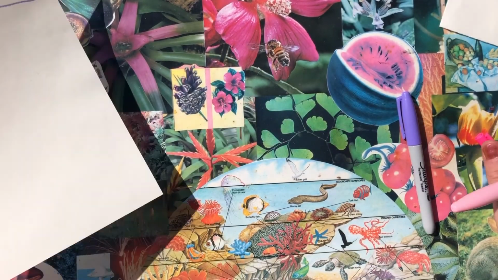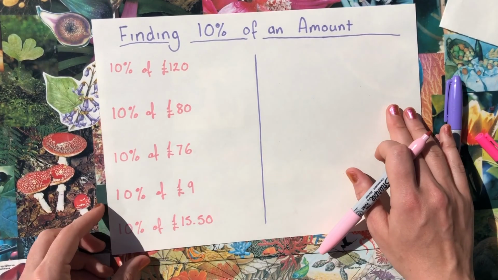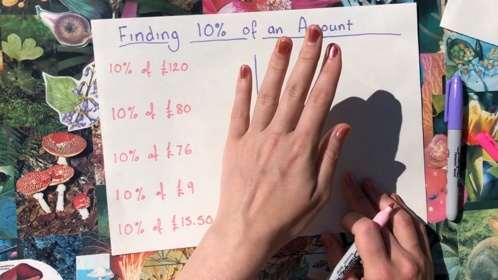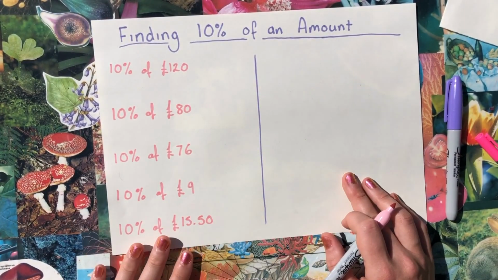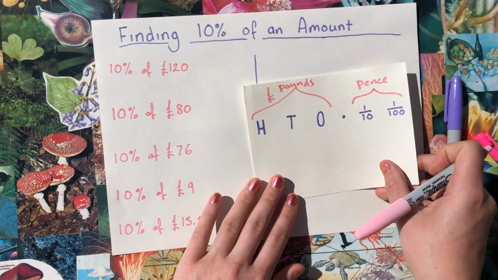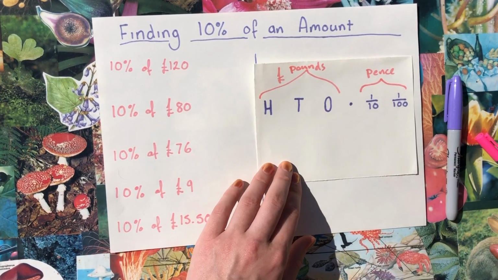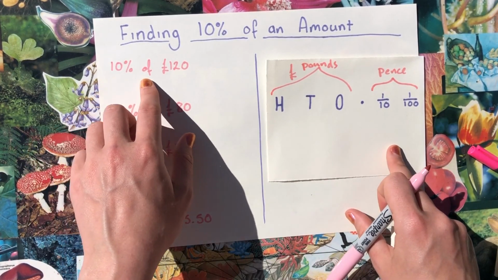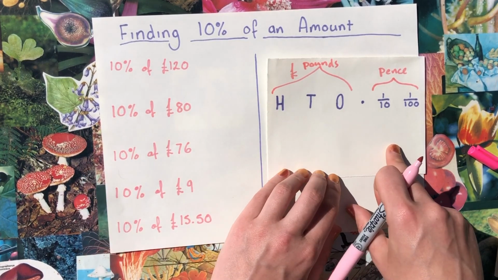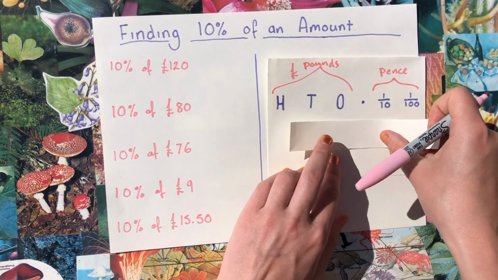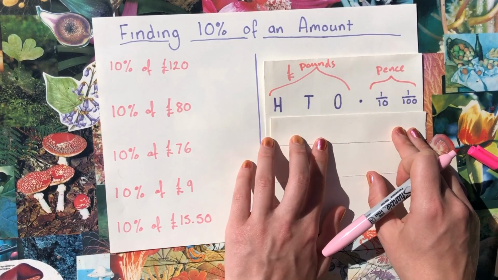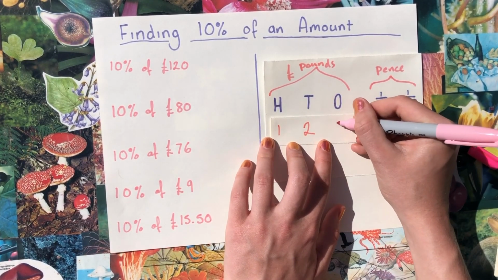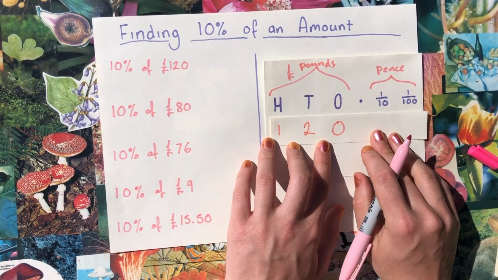Let's have a go. So here we're finding 10% of an amount. First of all, I'll do this half and then I'll put some questions here for you to practice with. I'm gonna keep my place value columns at hand just in case they're useful. First question here, we've got 10% of £120. So let's just consider what £120 looks like in terms of place value. It's 100, 2 tens, and no ones or units.